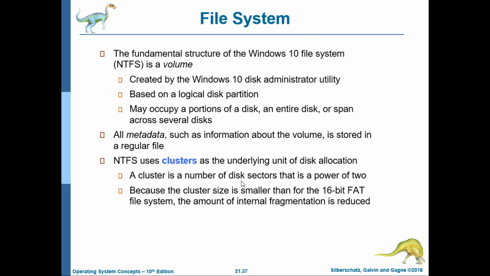NTFS uses clusters as the underlying unit of disk allocation. A cluster is a number of disk sectors that is a power of 2: 2, 4, 8, 16, 32, 64, 128, and so on. Because the cluster size is smaller than that of the 16-bit FAT, the old file system of Windows, the amount of internal fragmentation is reduced.